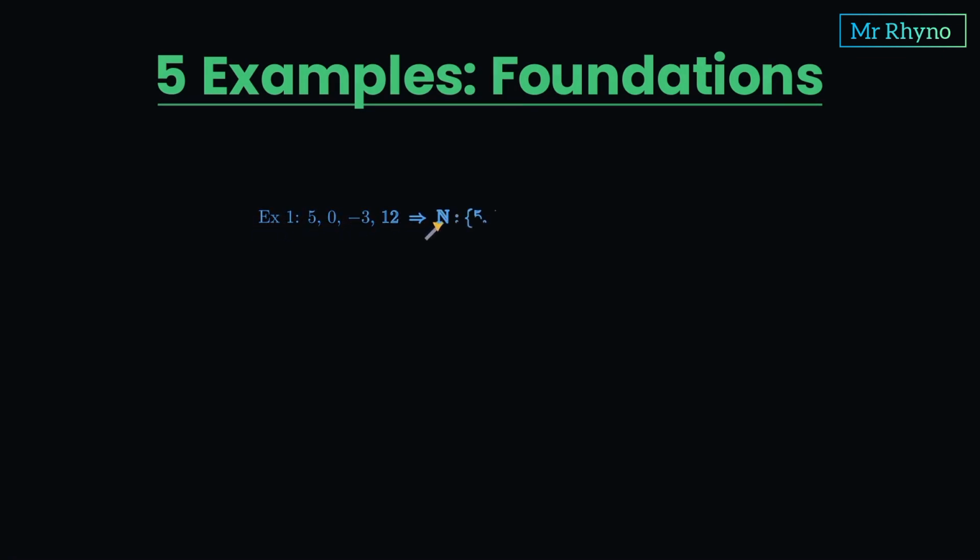Example 1. Classify 5, 0, -3, and 12. 5 and 12 are natural numbers. 5, 0, and 12 are whole numbers. All 4 are integers. Example 2. Ramesh has 45 marbles and gives away 12. 45 minus 12 equals 33 marbles left.